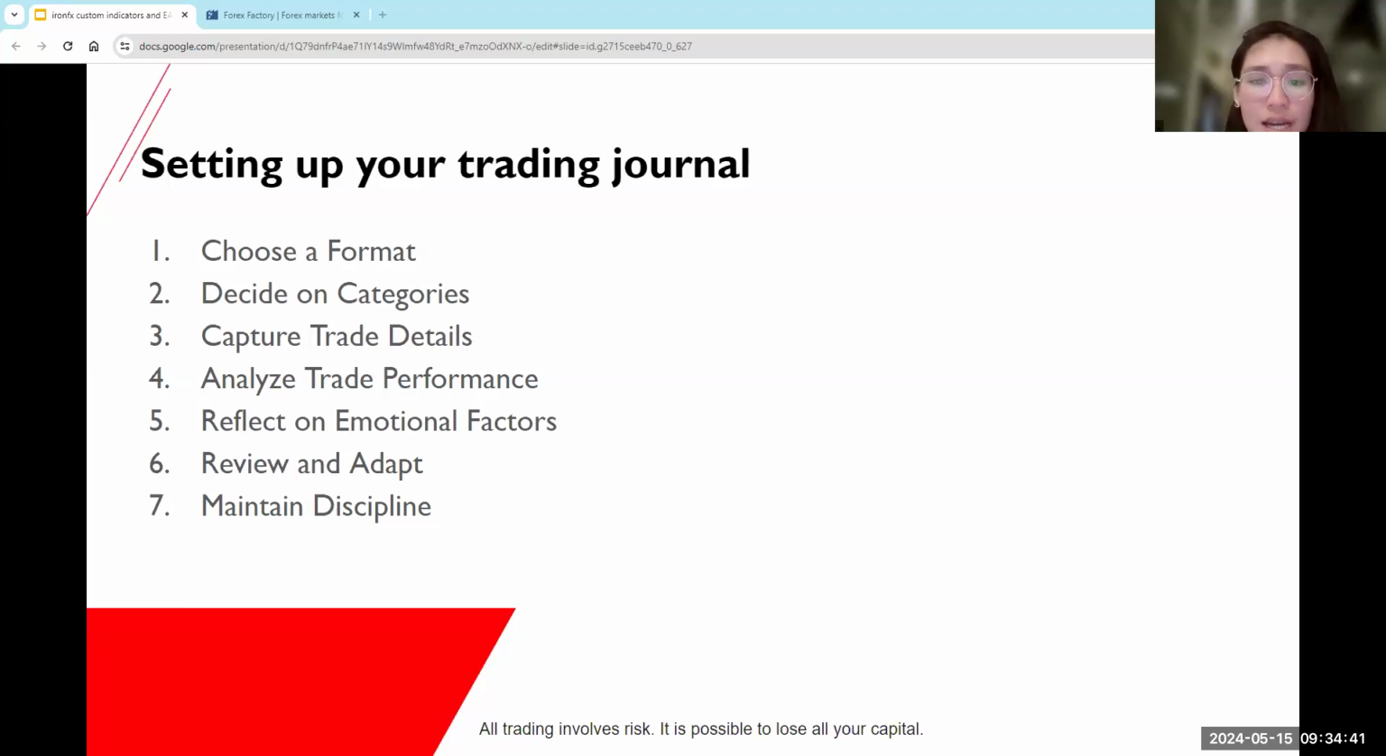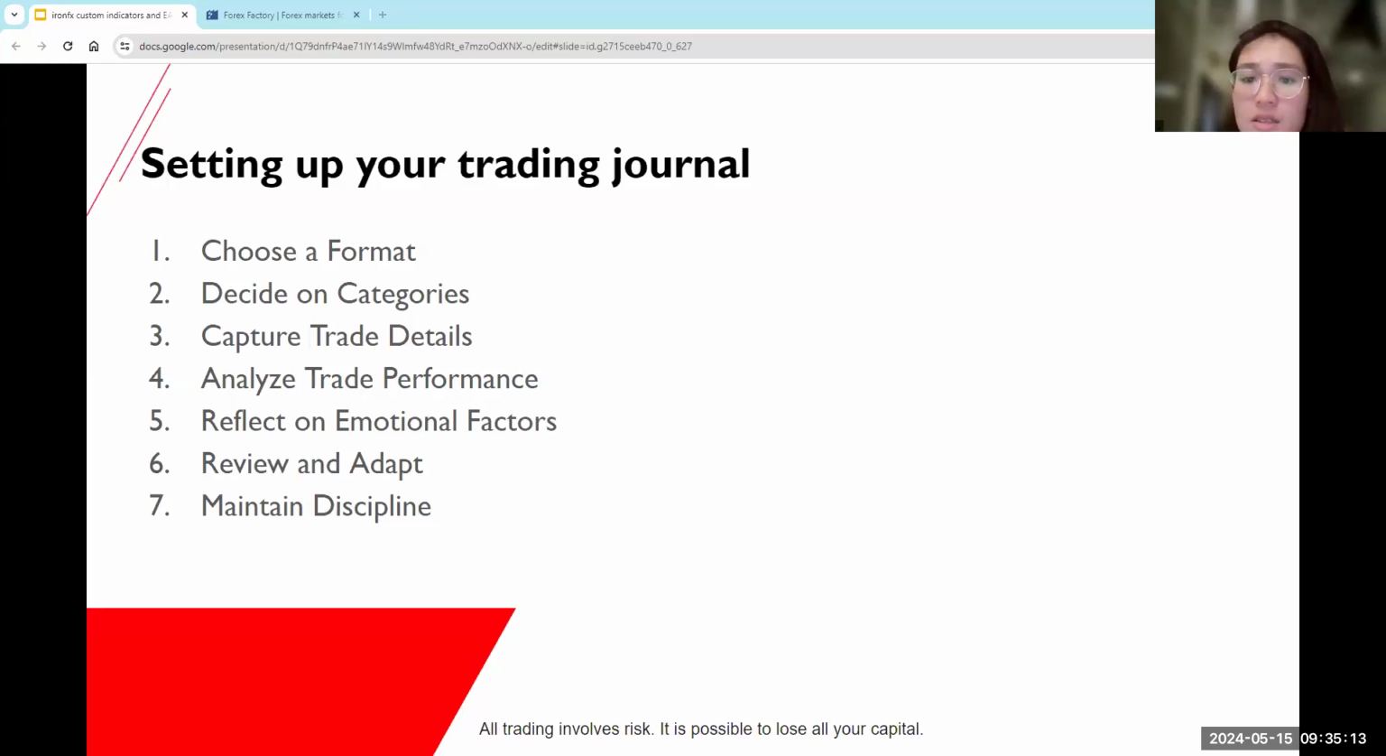Number two is to decide on the categories. This basically means to define the categories of information that you want to include. It can be the date and time, trade symbol, entry and exit prices, position sizes, stop loss, take profit levels, trade duration, and trade outcome. You might also choose to include trade rationale, market conditions, and emotional state.